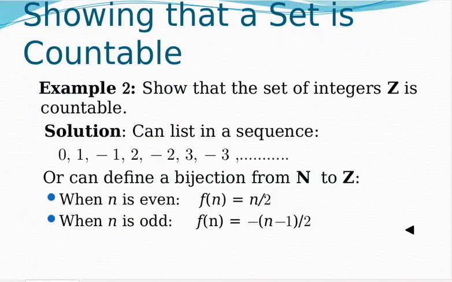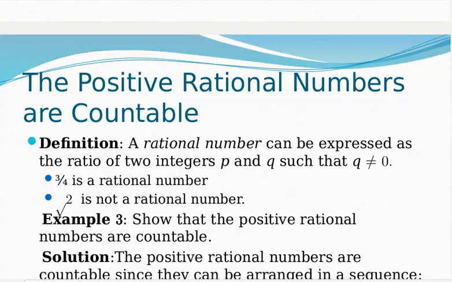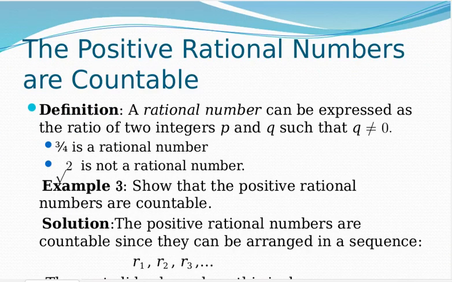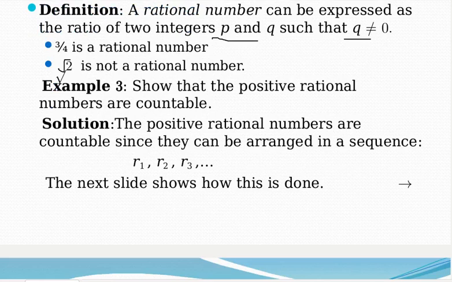Now, what about rational numbers? Are they countable? Well, rational numbers are defined as any number which can be expressed as a ratio of two integers, p over q, such that q is not equal to 0. For example, 3 by 4 is a rational number, while the square root of 2 is not a rational number. So how do we show that the rational numbers are countable? The solution is like this.